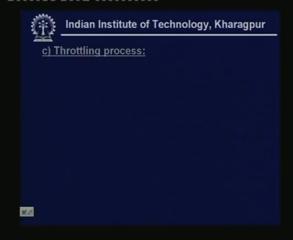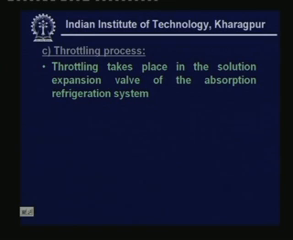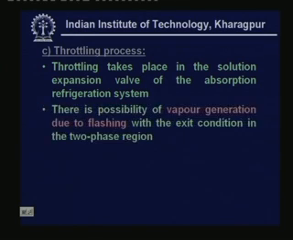Now, let us look at another simple process, that is the throttling process. As you know, throttling takes place in the solution expansion valve of the absorption refrigeration system. Throttling is an isenthalpic expansion process, and during this process there is a possibility of vapor generation due to flashing. This we have seen earlier.